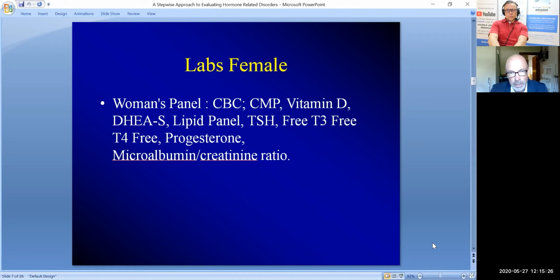And then I like to look at progesterone levels. And again, there's reference versus optimal. And then I don't always do microalbumin creatinine ratio, but I do like to add it in there because it is probably the most sensitive inflammatory biomarker based on the Framingham heart study, but it's still so underutilized.